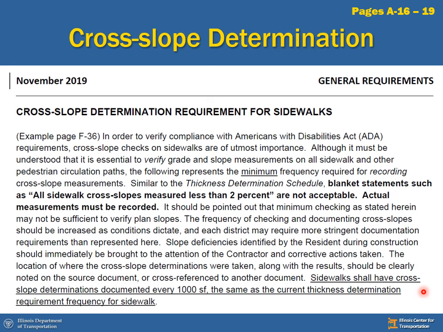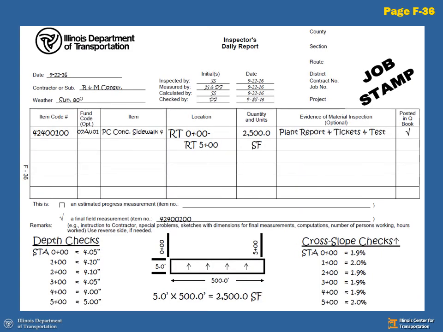Good practice, every time you take a depth check, you should go back and take a cross slope check at the same location once that sidewalk's been placed. Here's our IDR for sidewalk, page F36 in the doc guide. And this time we're looking on this side of the IDR for our cross slope checks. You can see they did a cross slope check at each location. They did a depth check. Yes, we only needed 3, but it's okay to have more.